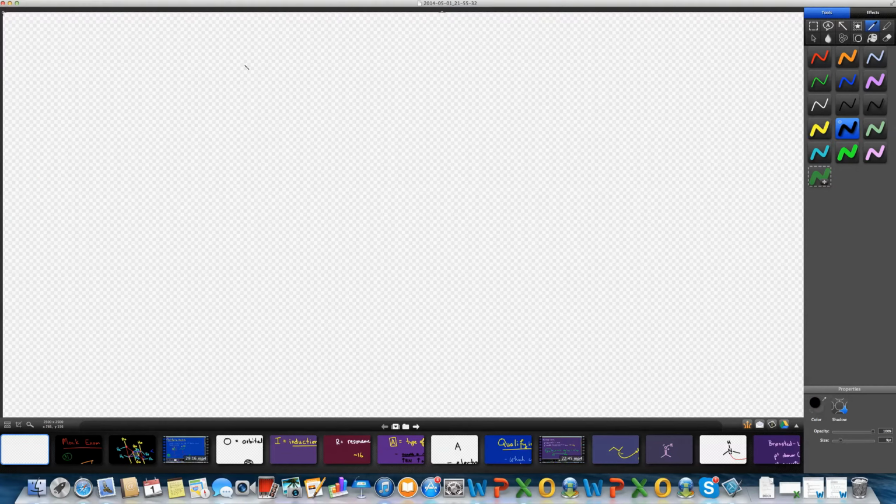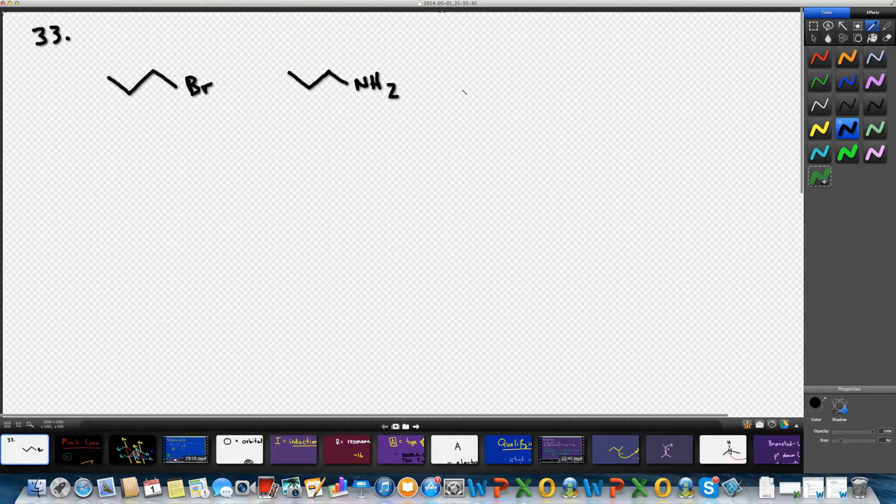Moving on, let's go to number 33. You want the most reactive substrate under SN2 conditions. So you're looking for primary substrates, methyl substrates with really good leaving groups. All of these substrates are primary, so the difference is going to be in the nature of the leaving group.